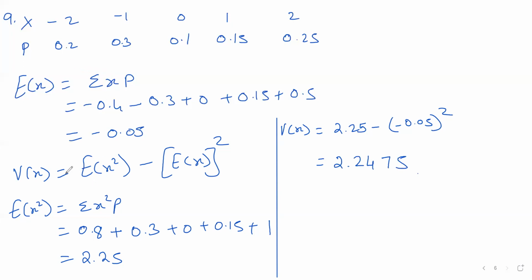Expected value, variance. For variance, it is E of x square. E of x square means what? Square of x, that is minus 2 square, 4 into 0.2. So 4 into 0.2 is 0.8, plus minus 1 bracket square into 0.3. So that is 0.3 and so on. Okay, so this is how we will find out the expected value and variance.